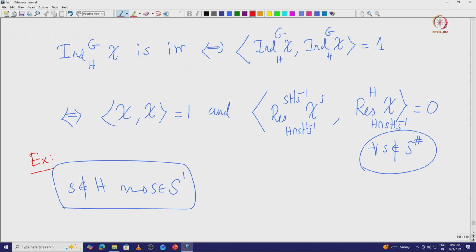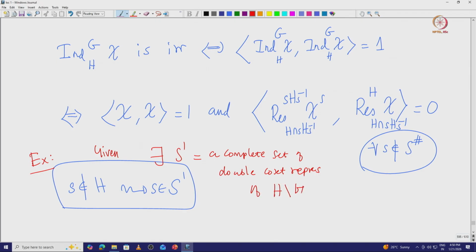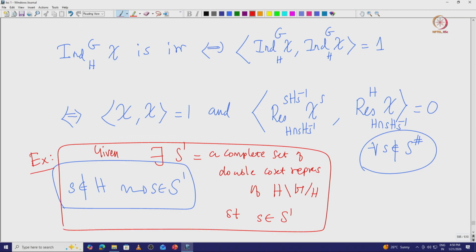The exercise is that given S not in H, there exists S dash, which is a complete set of double coset representatives of this H mod G mod H, such that this S is an element of S dash, and this is true. Since this is true, you can actually replace this S hashtag by any S not in H, that is not a problem.